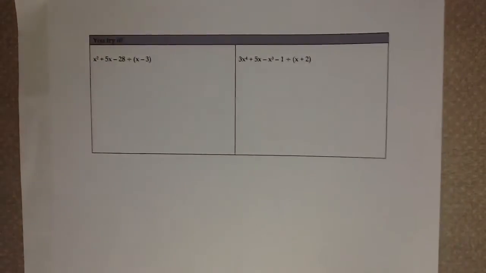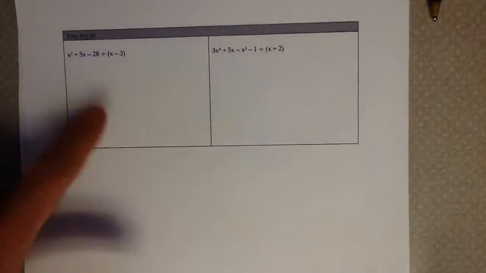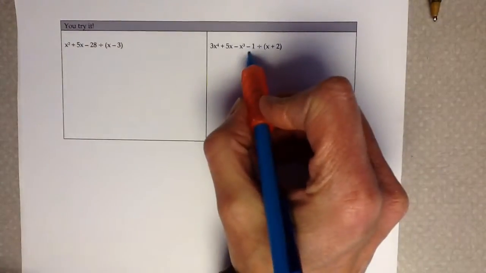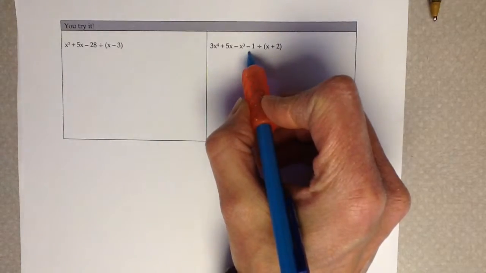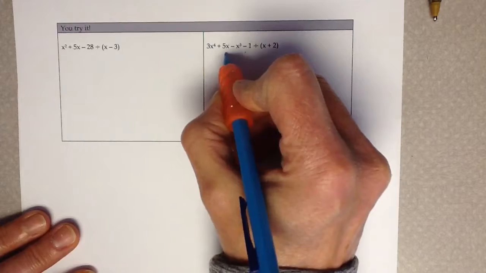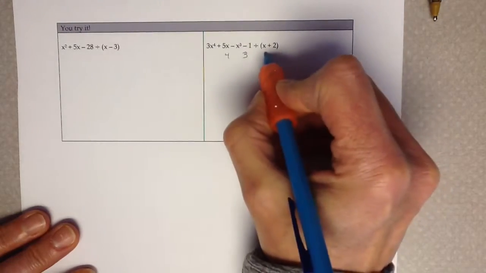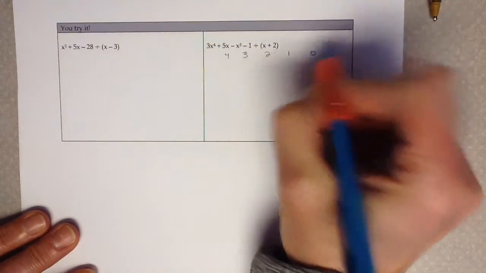Okay, let's try one more. On the You Try It section, I'll have you do this one here, and we'll do this one together. And we need to make this one be in standard form. So this should go degree 4, 3, 2, 1, and 0.